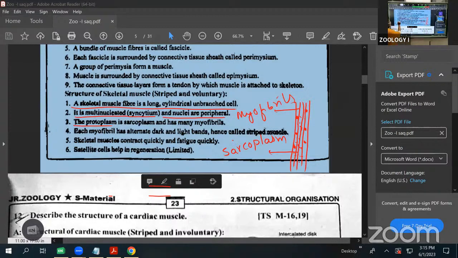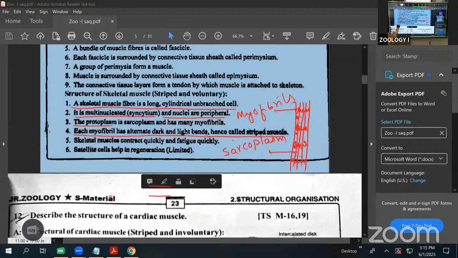Each myofibril has alternate dark and light bands, hence they are called striped muscle. The dark and light bands are visible. They are formed by the arrangement of the actin and myosin filaments. It looks like a stripe, that's why we call it striped muscle.